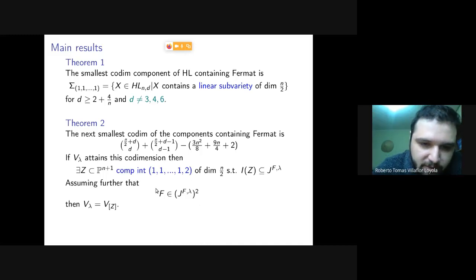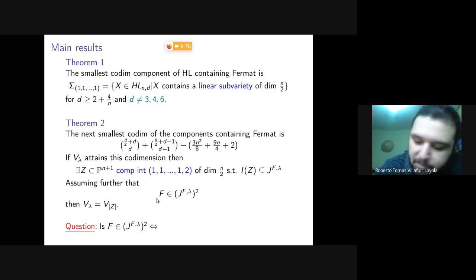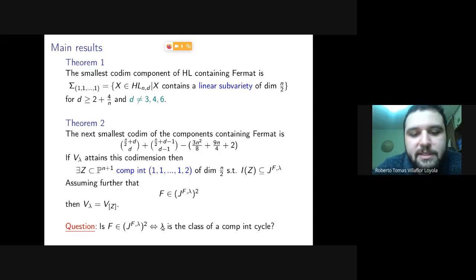Okay. So in particular, what this second theorem says is that the next codimension of components passing through Fermat is attained by the hypersurfaces containing a complete intersection of type 1, 1, 1, 2, but it might also be attained by another component, but this component cannot satisfy this relation. In particular, it cannot correspond to a complete intersection cycle, because all complete intersection cycles satisfy this relation. So, I pose here the following question: is this condition equivalent to the fact that lambda is supported in a complete intersection cycle? Well, I don't know.